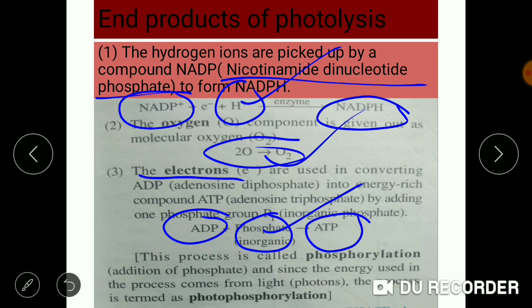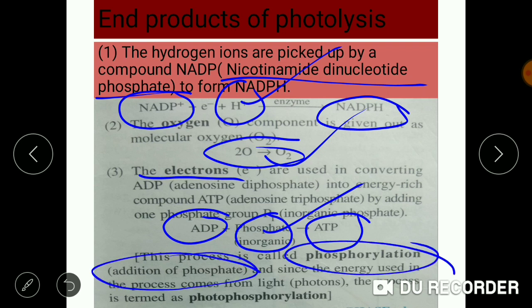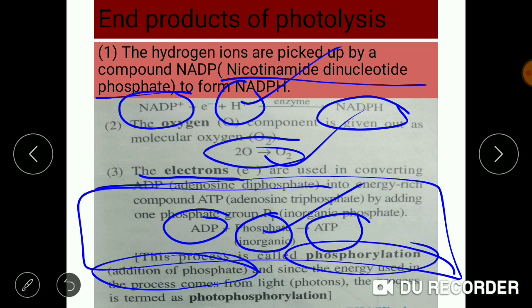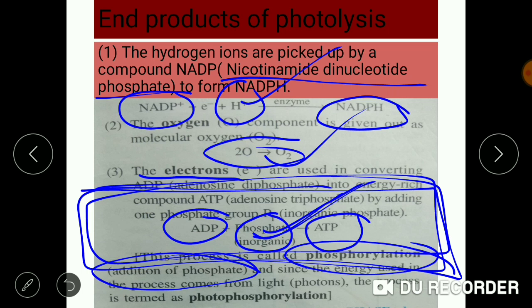ADP stands for adenosine diphosphate and ATP stands for adenosine triphosphate. Since this process is helping in addition of a phosphate group, it is also known as phosphorylation.